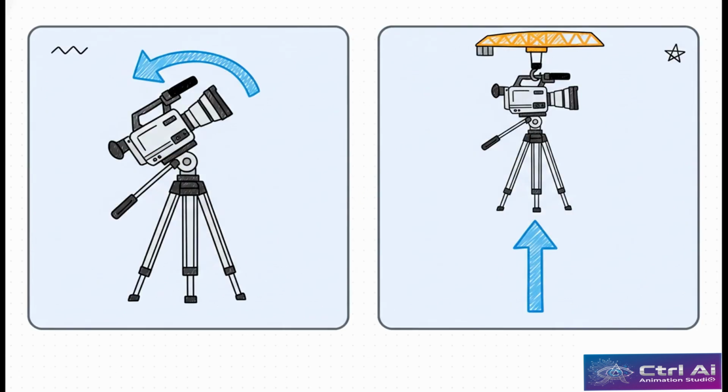And you know, the exact same logic applies when we're talking about vertical movement. A tilt is when the camera stays in one place but just pivots up or down, kind of like you nodding your head. But a pedestal or a crane move, that's when the whole camera physically moves straight up or down. Tilting up can make a subject feel powerful and imposing. A pedestal up can reveal a whole new part of the world.